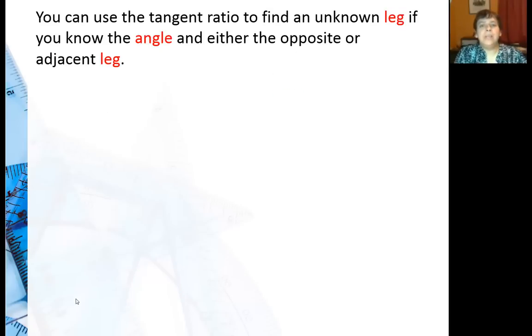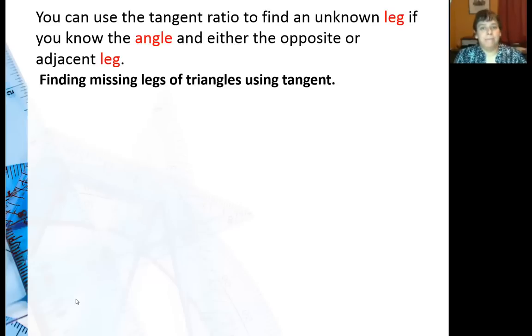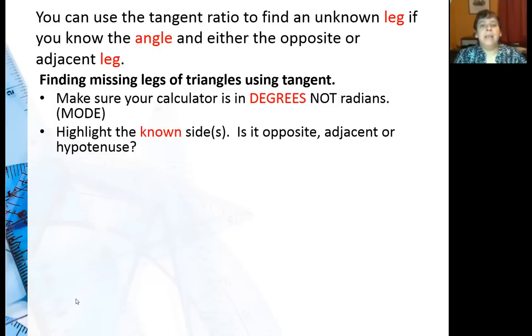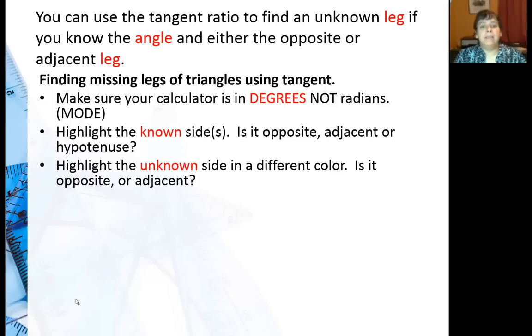So you can use a tangent ratio to find an unknown leg if you know the angle and either the opposite or adjacent leg. All right? So to find missing legs of triangles: 1, make sure your calculator is in degrees, not radians. All right? Highlight the known side. Is it opposite, adjacent, or hypotenuse? You need to know which one it is.